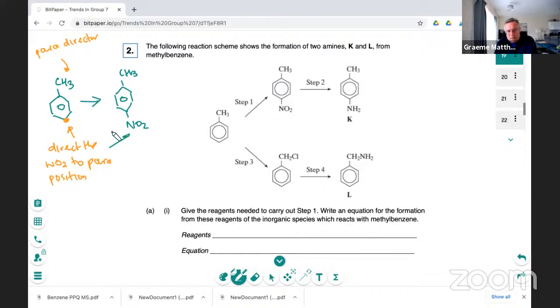And how do I put an NO2 onto a methyl group? Well, it's got to be a bit of nitric acid and a bit of sulfuric acid. Because remember, in the previous lesson, I said you need to memorize this equation. So for the reagents, what do I need? I'm going to need some nitric acid and some sulfuric acid. Why? Because I need to generate the electrophile.